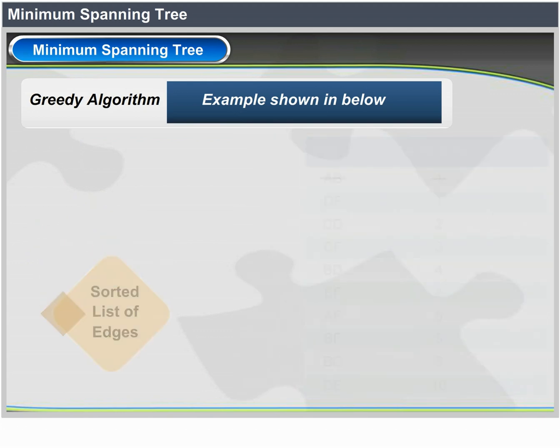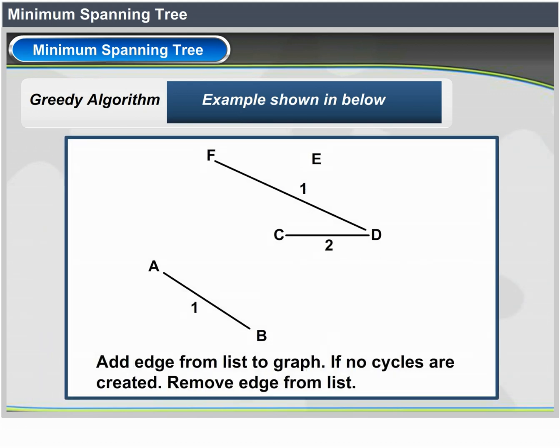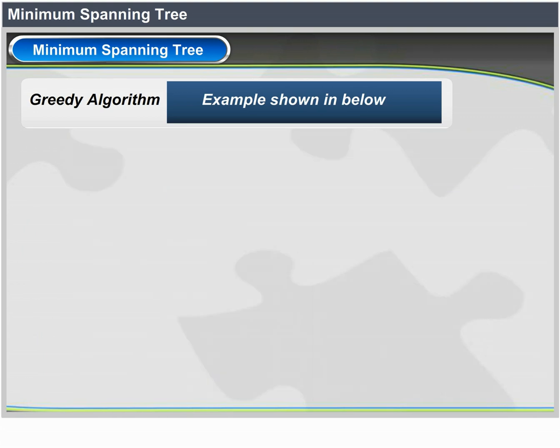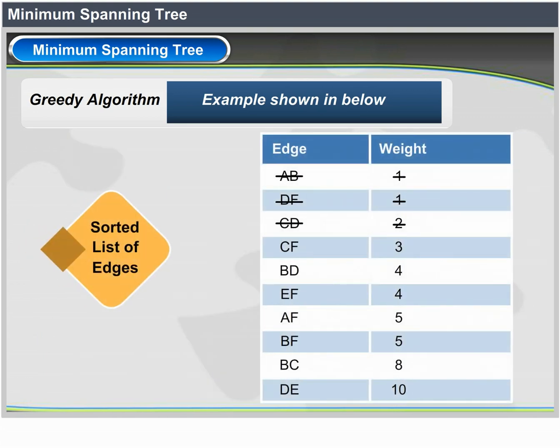Add edges DF and CD from the list to the graph. If no cycles are created, remove the edge from the list. The sorted list of edges after removing the added edges is shown in this table.